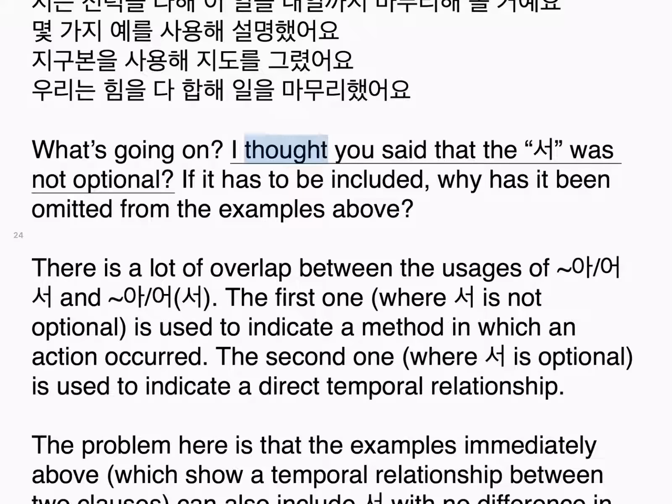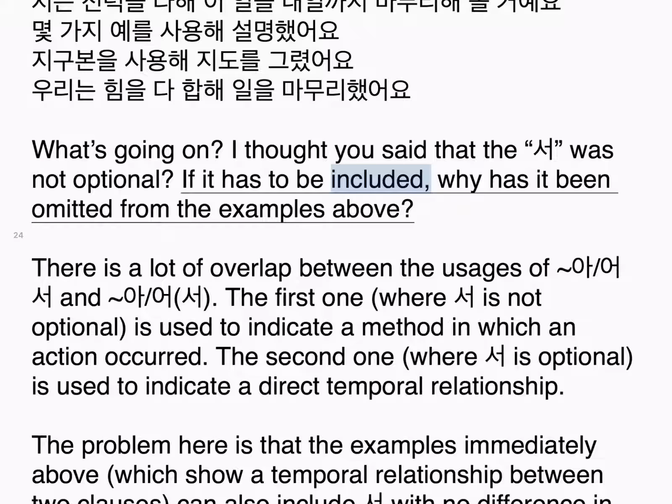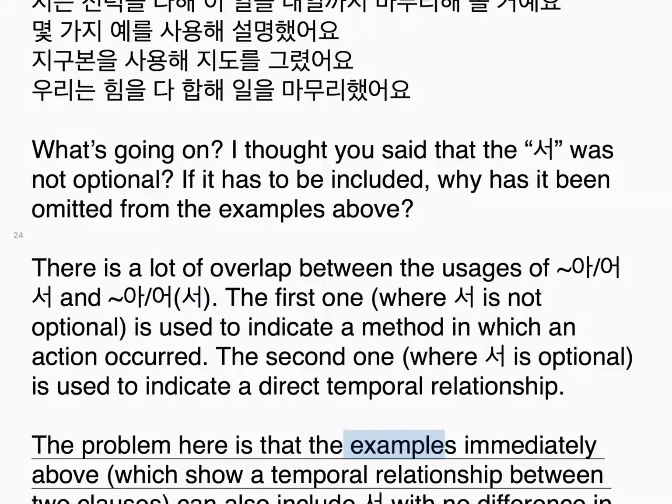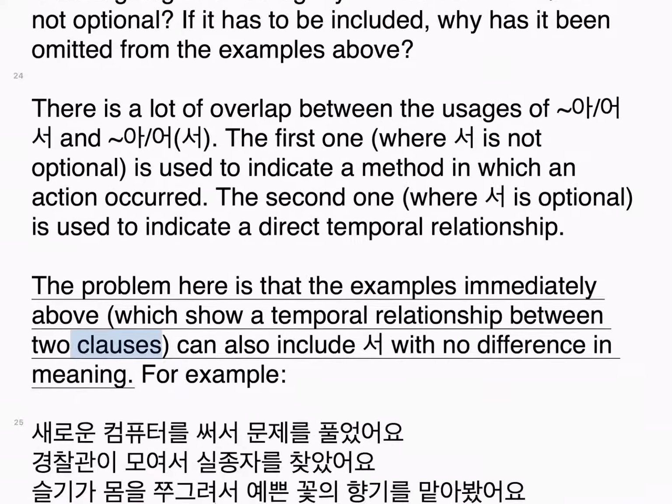What's going on? I thought you said that the 서 was not optional. If it has to be included, why has it been omitted from the examples above? There is a lot of overlap between the usages of 어서 and 어서. The first one, where 서 is not optional, is used to indicate a method in which an action occurred. The second one, where 서 is optional, is used to indicate a direct temporal relationship. The problem here is that the examples immediately above, which show a temporal relationship between two clauses, can also include 서 with no difference in meaning.